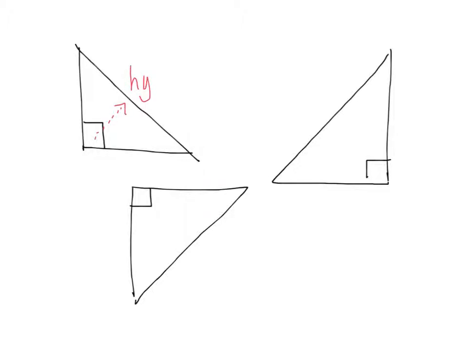So I want you to label the hypotenuse for all 3 triangles. It's always across from the right angle. So here's the right angle. Across from that, I'm just going to write HYP for short. The hypotenuse, and then in the third triangle, across from the right angle is the hypotenuse.